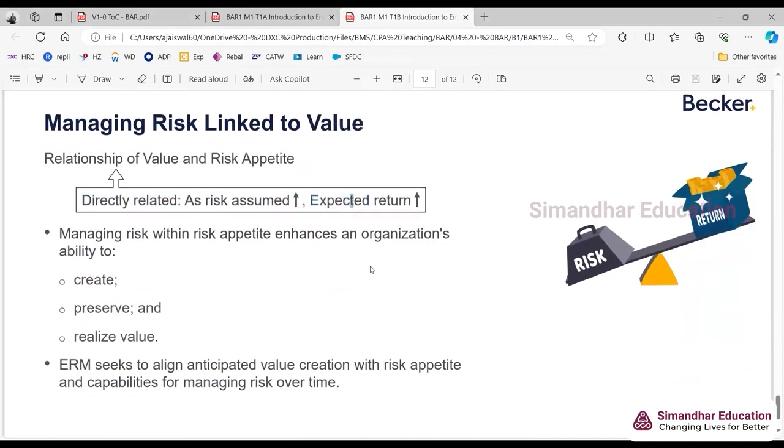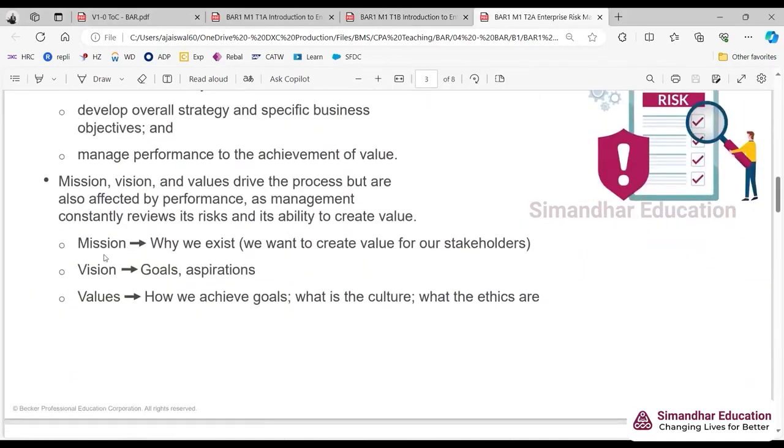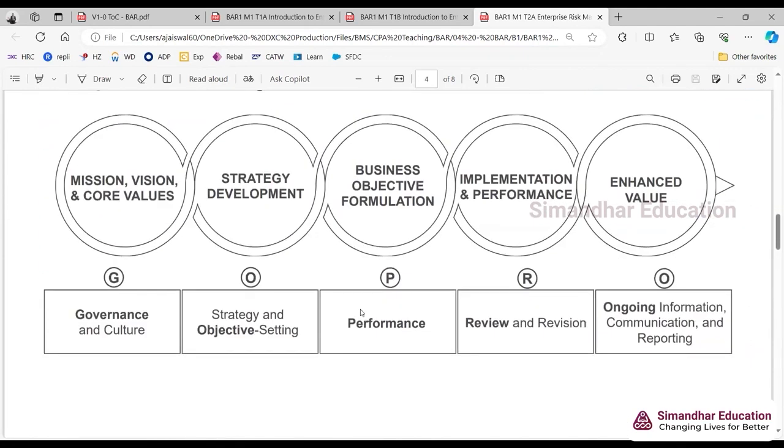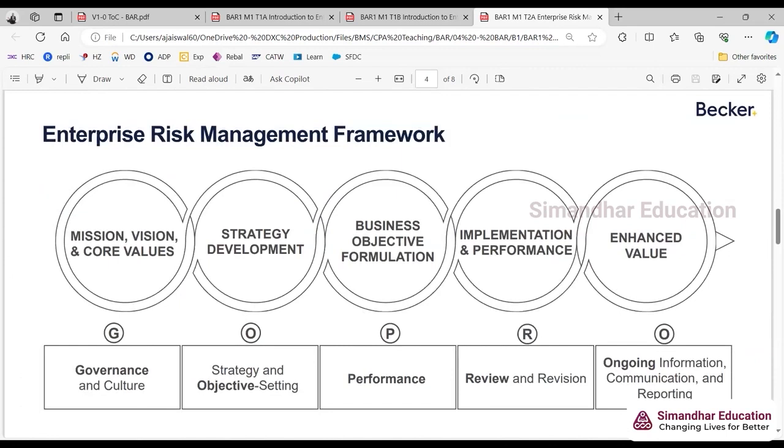Okay, see, mission and vision are given. Mission is why we exist, vision is the goals, right? And values are the core values, culture, ethics, etc. Everything is interlinked, right? Now we come to the main topic of the chapter which you will have to focus on.